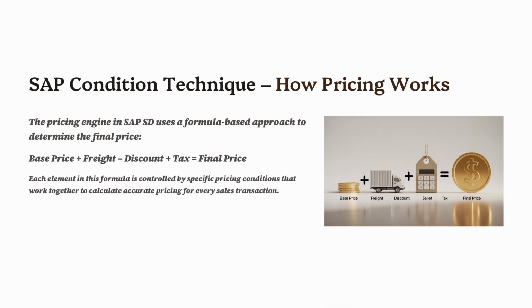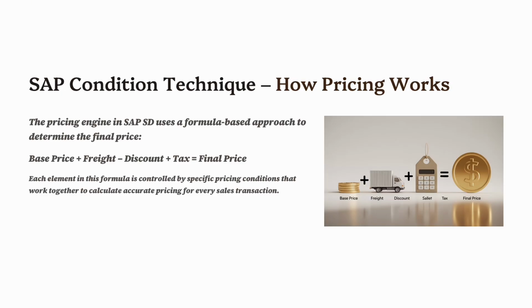Part 2. How SAP determines the final price. Condition technique explained. Now let's understand how SAP actually calculates the final price. This is done using something called the condition technique, the core logic behind SAP pricing. Here's how it works step by step. 1. Condition table. This is where SAP stores pricing data, like customer plus material or material plus sales org.